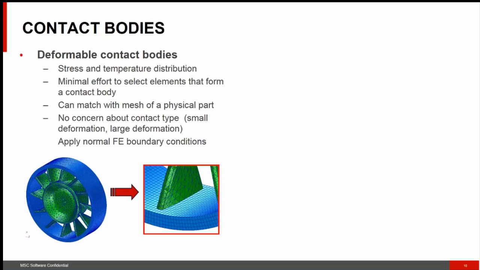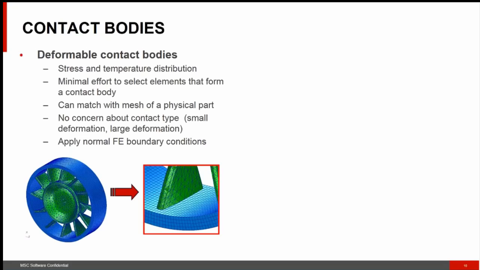So there are two types of contact bodies, the deformable contact bodies or the rigid ones. Here, we're talking about the deformable contact bodies. You can see that these types of bodies can have a stress and temperature distribution, and generally they are a collection of finite elements. You can see here it has the mesh, and the deformable surface is simply and easily defined by the set of elements that comprise the whole body.